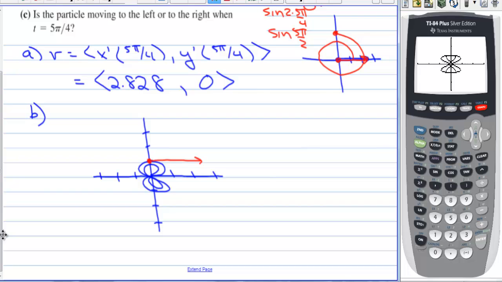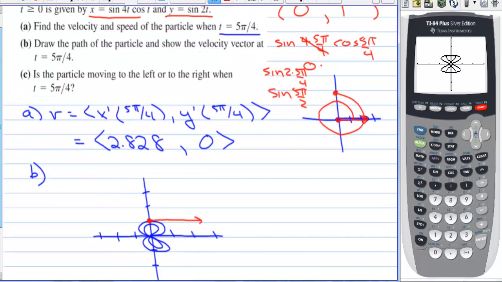Then C, does it say find the speed? I think it does. Draw the path of the particle and show the velocity vector. No. Oh, I should have found the speed up here, and I didn't do that. So for letter A, let's back up. There's the velocity vector. And when one of the variables is 0, the speed is just 2.828. You can still do the magnitude of this velocity vector. It would be 2.828 squared plus 0 squared. Well, that's going to go away. You're going to square root a square, and it's just 2.828.